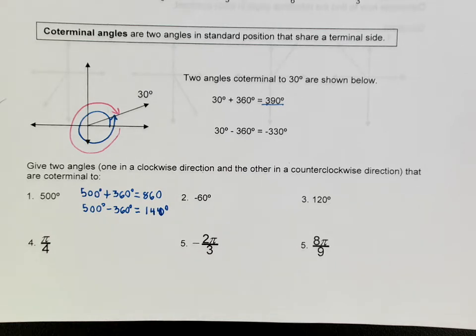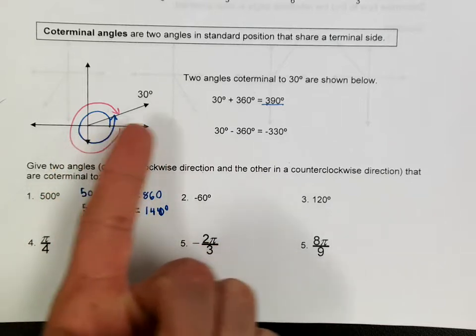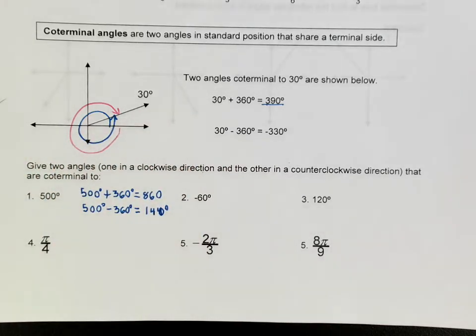So again, it's the same idea as what I said up here. One angle would just go around all the way once or sometimes twice until they have basically the same arrow. It would look like the same vector, essentially.